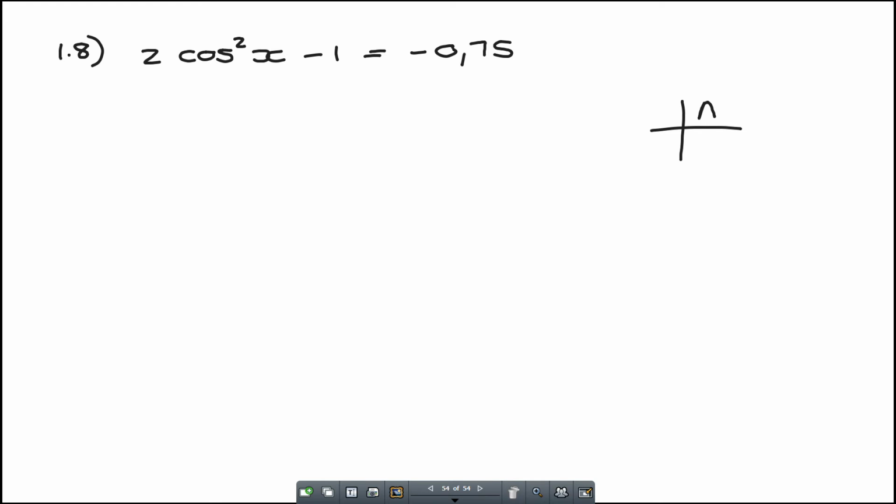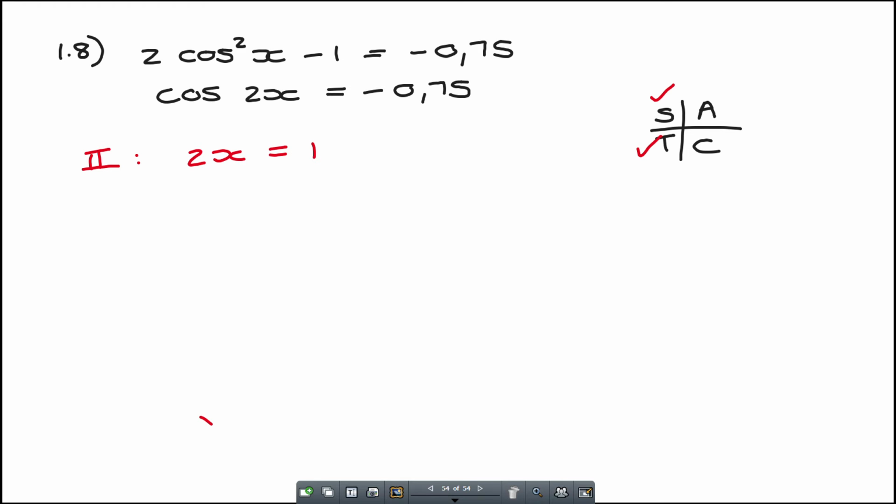Right, nou is ons by 1.8. 2 cos squared x minus 1 is equal to negative 0,75. Okay, daai 2 cos kwadraat x minus 1, wat is dit? So cos 2x is like on minus 0,75. Okay, cos is negative in which quadrants? Second and third. Okay, so dan, tweede kwadrant. Gaan ek sê 2x is gelyk aan 180 minus, what's our reference angle?